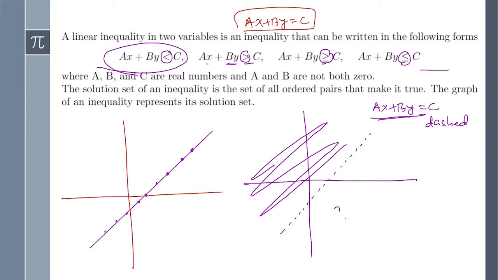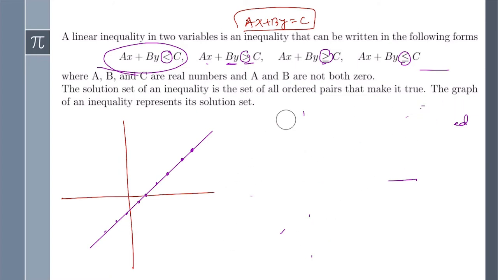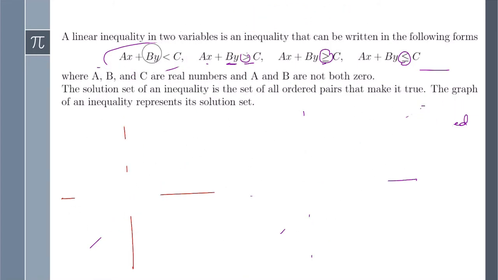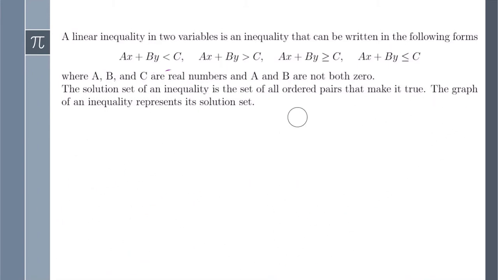The solution of an inequality consists of an infinite number of ordered pairs. There are so many ordered pairs that are solutions to the inequality, and it's not just the points on the line, it is a region or an area which is the solution to the inequality. So next we'll look at some examples. We'll graph the inequality and then shade the solution set.